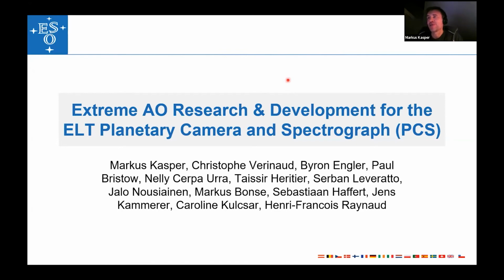So I'm talking today about extreme AO R&D that we are doing in view of the ELT Planetary Camera and Spectrograph, called the PCS instrument. This is on behalf of a number of people that are actively working on these R&D activities, both inside ESO and also in the community. You can read the names down there.